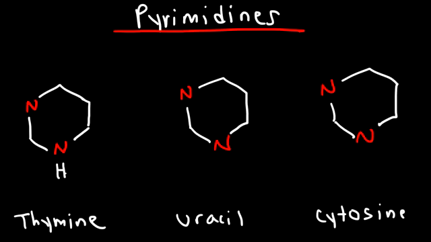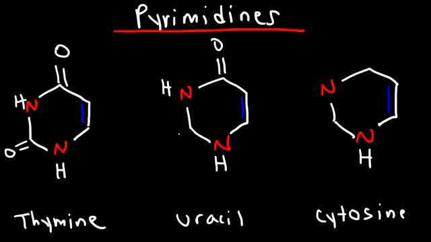So this is going to be a hydrogen in the case of thymine, and we're going to have a double bond between positions 5 and 6. And the same is true for the rest of them. Now for thymine, we have a carbonyl group at position 4 and another carbonyl group at carbon 2. And here we have a hydrogen. So that's thymine.